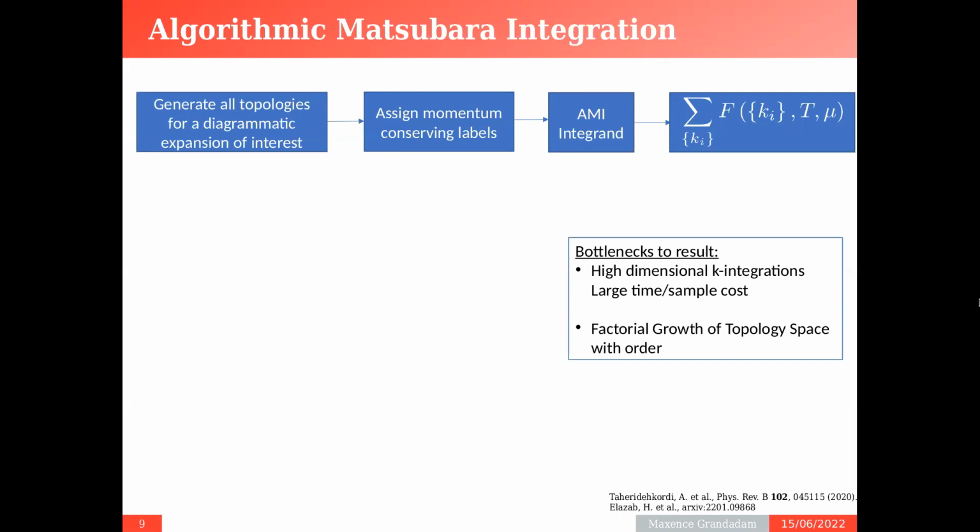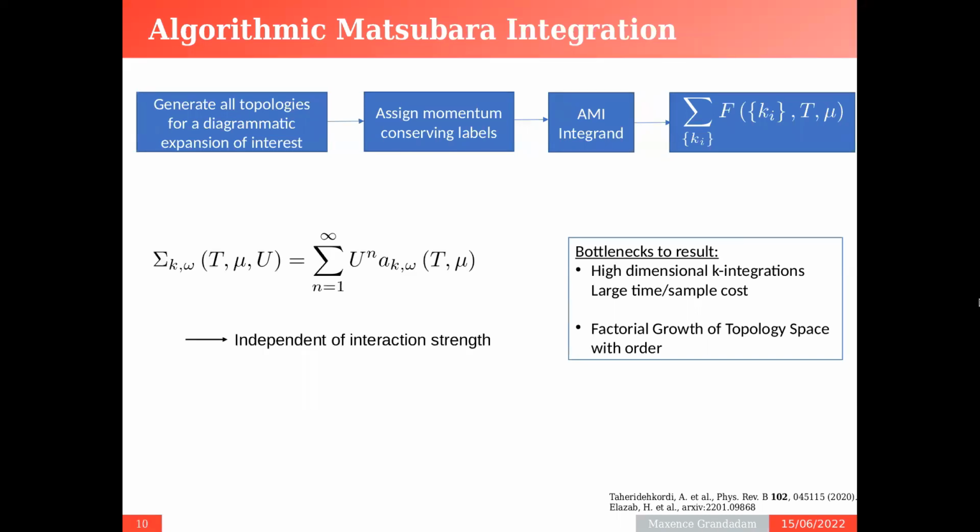Another advantage of this scheme compared to standard diagrammatic Monte Carlo is that if you have an interaction that is not dependent on momentum, it only acts as a prefactor in front of some coefficient that is given by the sum of diagrams at a given order. So you can evaluate, for example, once again here, the self-energy for any value of the interaction in a single calculation of these parameters.